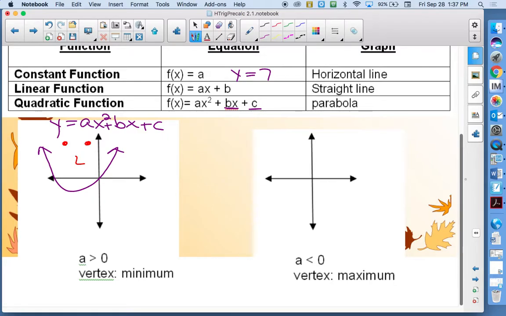So absolute value. A is greater than 0, the vertex, remember the vertex is that bottom part, that's called the minimum. It's chin. So then the next one, if a is less than 0, that means we'd have a negative ax squared plus bx plus c.